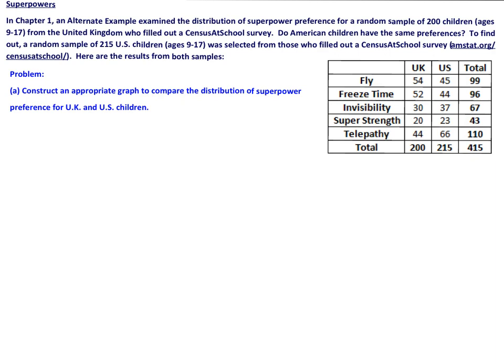It compares the distribution of responses to favorite or preferred superpower between kids in the U.S. and kids in the U.K. And there they are. That's an SRS of 200 kids from the U.K., 215 from the U.S. That's what they chose. Are we convinced that U.S. and U.K. students ages 9 to 17 have a different distribution of preferred superpower? That's what we're looking at.